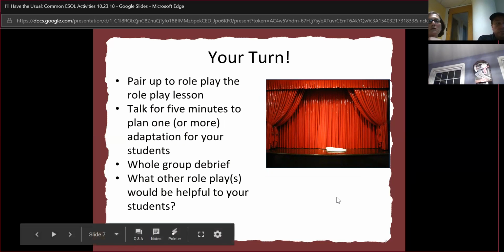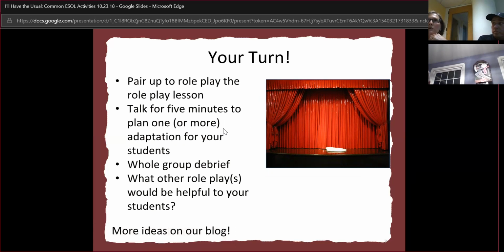Okay. So now we'll switch to your turn. You can pair up. You can stay with the same pair if you want to. It's kind of a small room, hard to move around, but there's the stage. That's for you. You can pair up to role play a lesson. So one of you will be the tutor. One of you will be the student.